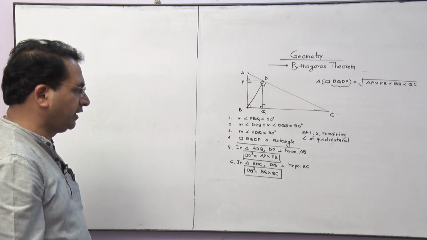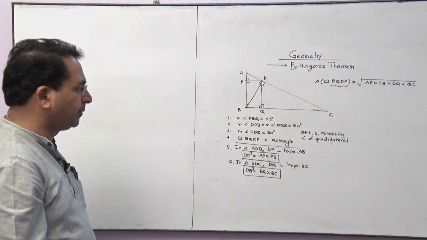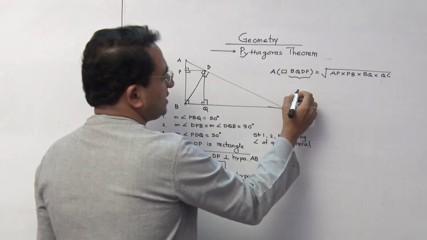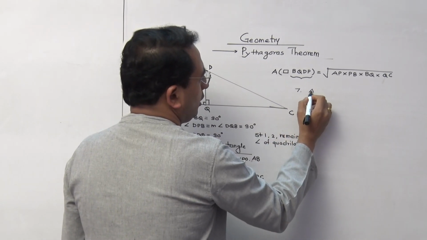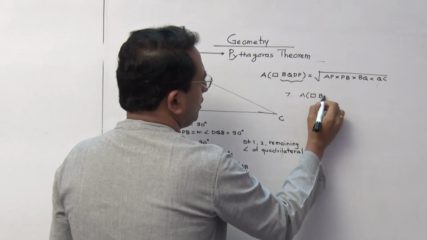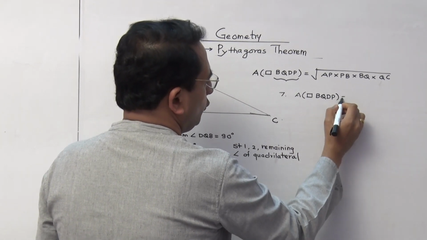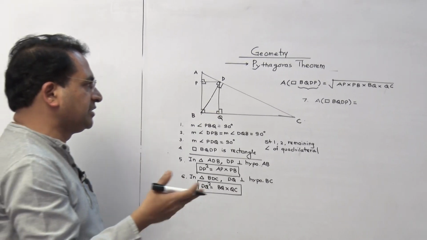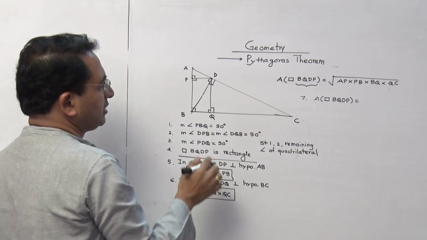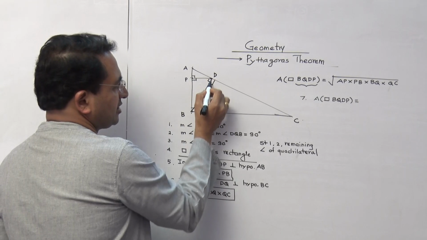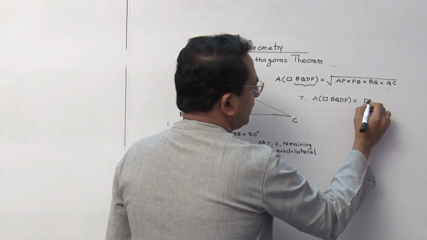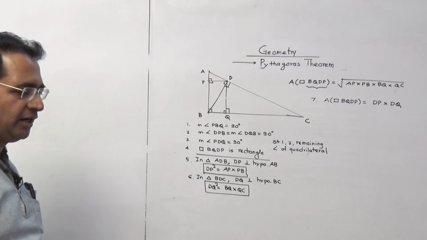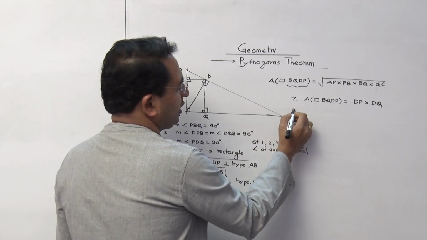So what you are going to write after that? BQ multiplied by QC, and this we want here. But the logic is something different. 7th statement I write. Area of quadrilateral BQDP. Now you know that this particular quadrilateral is rectangle. Area of rectangle is length into breadth. So now what I will consider? This as length and this as breadth. So I am going to write DP multiplied by DQ. DP multiplied by DQ. But remember one more logic here.